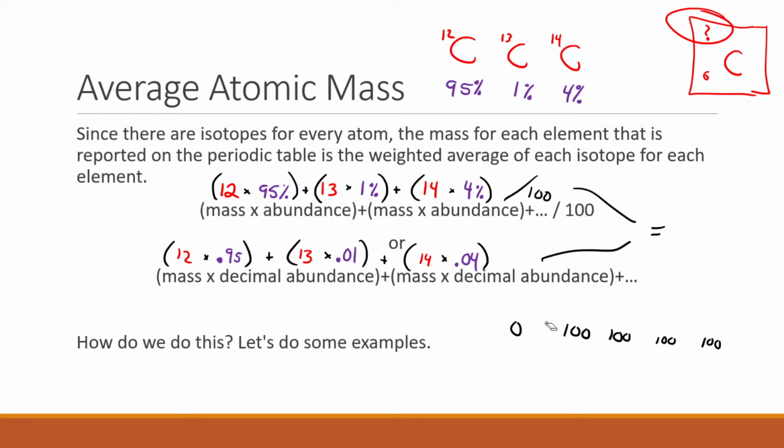And that same thing is going to hold true here. When I look at these, this number is going to be much closer to 12 than it's going to be to 13 or 14, right? It'll be a small boost above 12, but it'll be very, very close to 12 because 95% of the numbers you're averaging together are this 12 number.